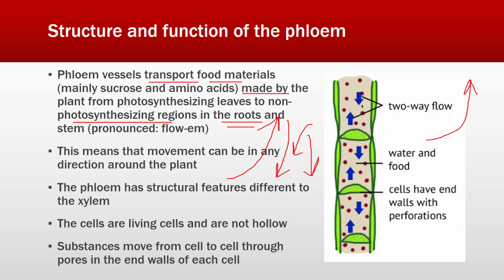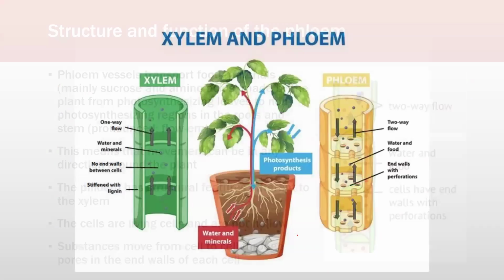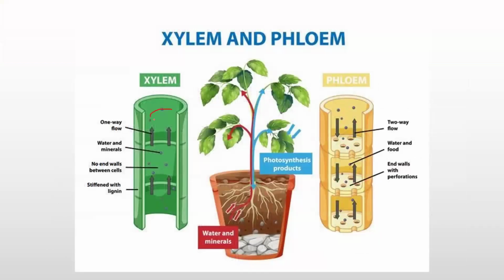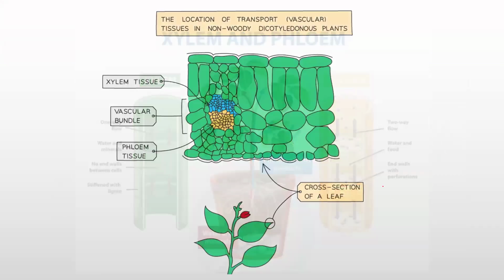The phloem has structural features different to the xylem, where the cells are living cells and they are not hollow. Substances move from cell to cell through pores in the end walls of each cell as well. So you can see that xylem vessels are completely hollow and they are only one directional. Their walls are thick with lignin, whereas phloem can flow in both directions. It has some end walls in between, and those end walls have pores. They are not hollow. Xylems are completely hollow and they have thin walls as well.